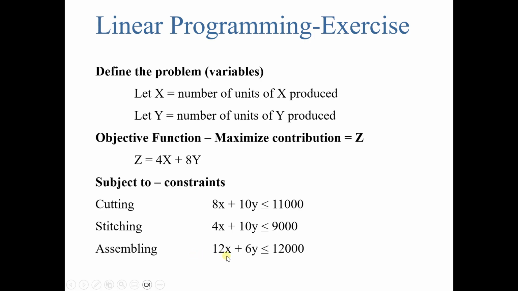Similarly, the last one is the assembling department. It takes 12 hours to produce X and 6 hours to produce Y. The total number of hours available is 12,000. So these, my dear, are the constraints given, and this is my objective, to achieve the maximum profit. The question arises, how much X and Y should I produce? While using linear programming, one thing you need to understand is that we use the graph. On the graph we have x-axis and y-axis, so that's why we assume here that we are only going to produce the two products.